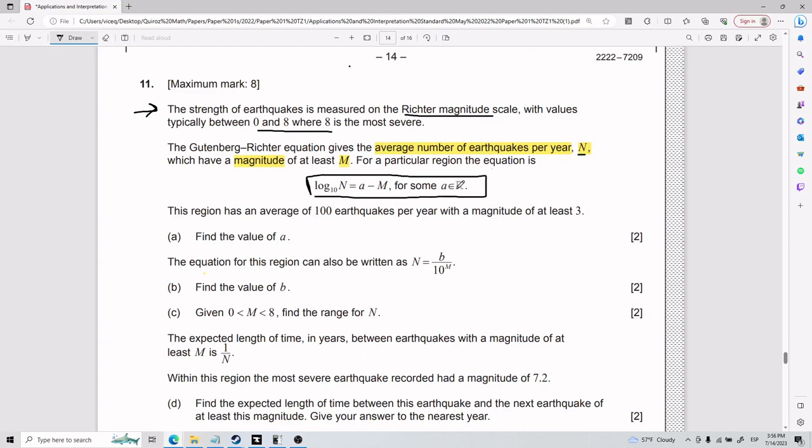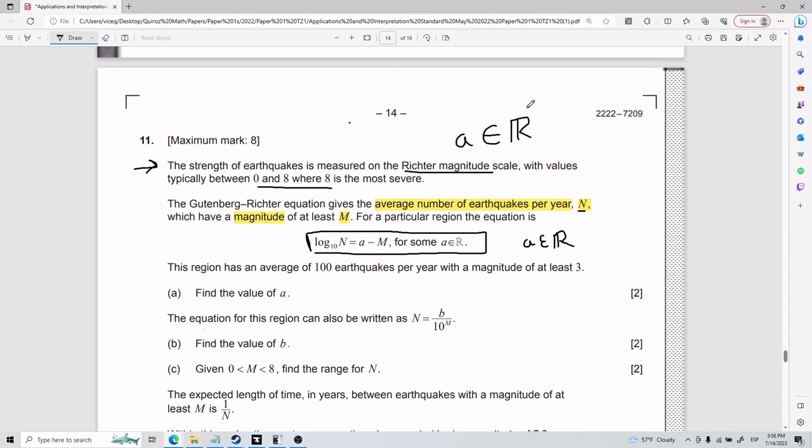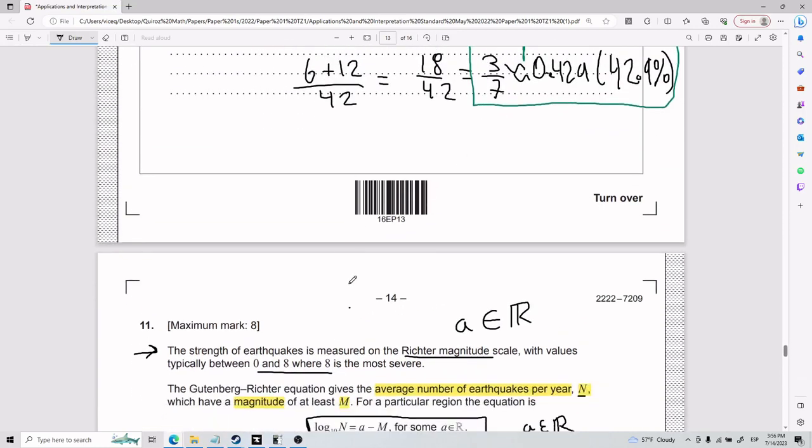For some a ∈ ℝ. A symbol, big R. All right, what the hell is that? So when they say a symbol, that symbol means that a is part of the following set of numbers. R is going to be all real numbers. Okay, so all real numbers is anything from negative infinity to positive infinity. Pretty much, okay? And it has to be divisible, a couple of other things. But that's what it is.